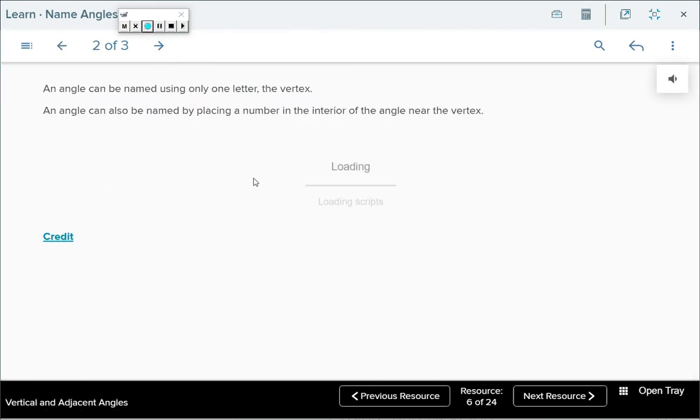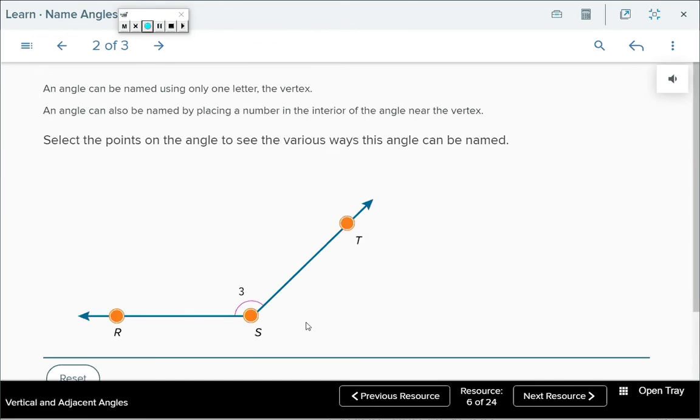Just like I said, the angle can be named by one letter called the vertex. So we can call this angle S or angle 3. Does that make sense? If I was talking about this entire thing, what could I say? Could I say angle RTS? Why could I not say that? Because T is not the what? The vertex. That middle letter or number has to be the vertex. So I could say TSR, or I could say what? RST. Okay, good.